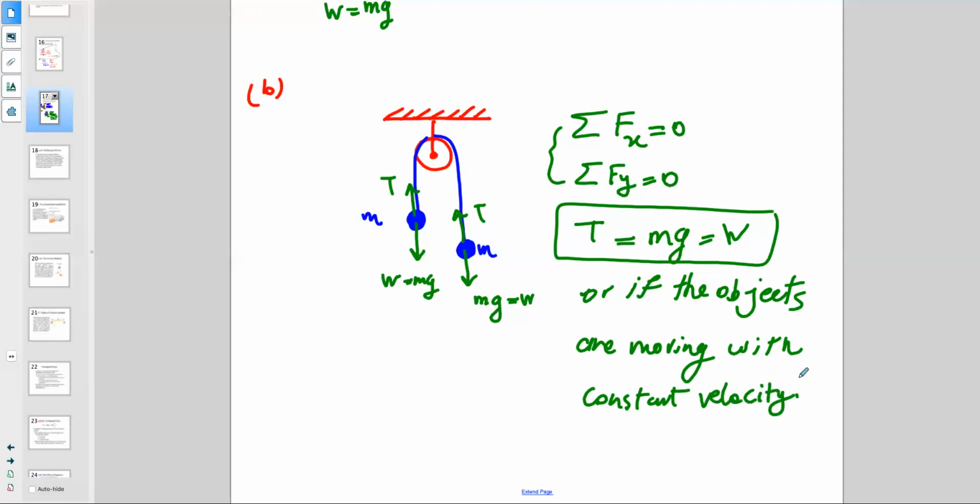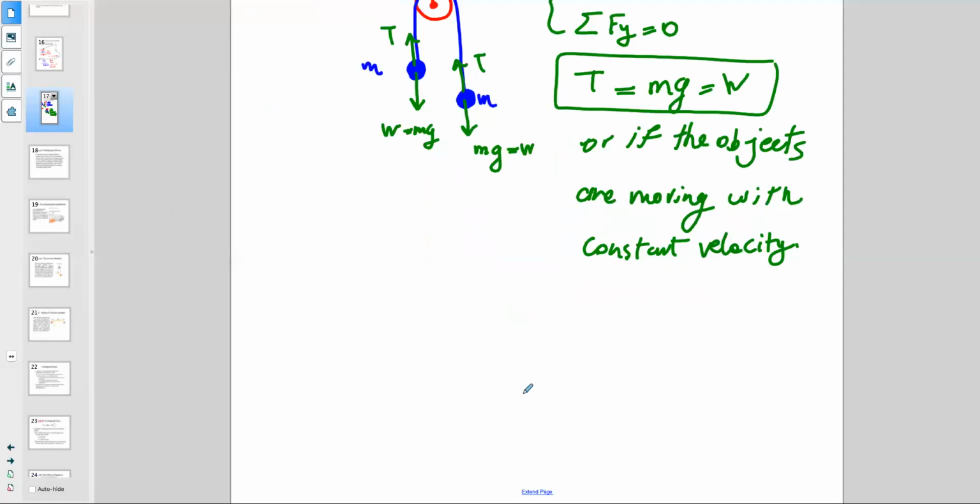All right? So go and read part C and try to do part C yourself. I'm just going to leave an area here for you. So do part C at home. Okay?